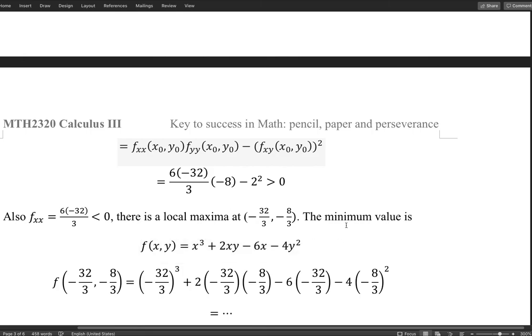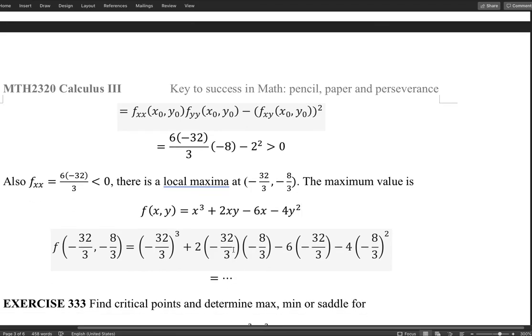Here, this is the maximum. The maximum value is the function value obtained by plugging this ordered pair in for x and y, and I just plug in all the numbers. You may want to use a calculator to figure out all the numbers. But as I'm saying, to save some time, I did not do all the calculation. I did show my work. So this is the local maximum.